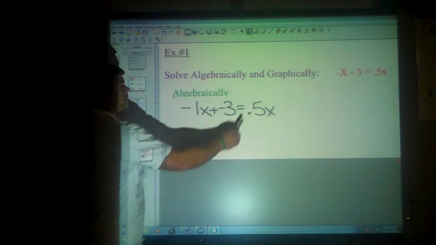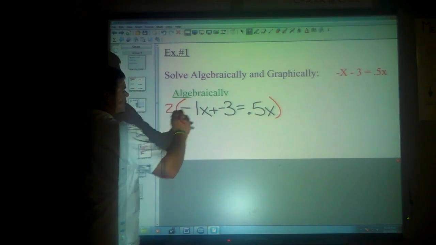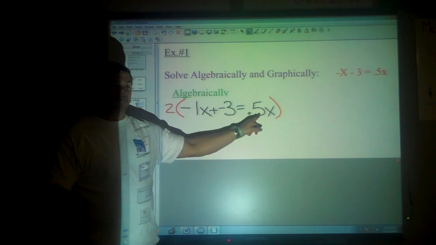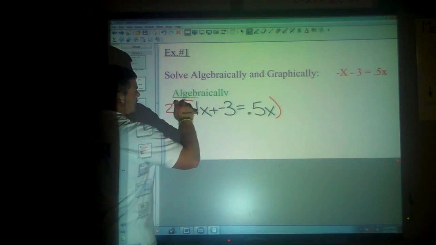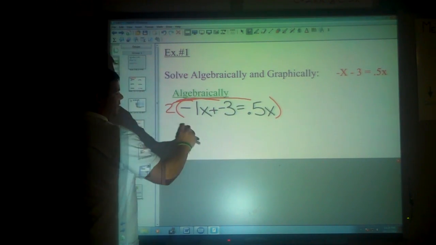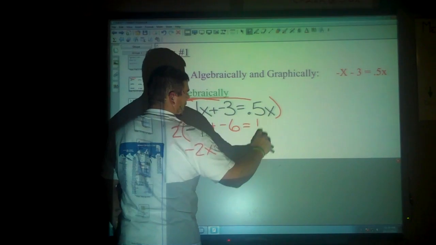Or, because it's just a 0.5, you could also multiply everything by 2. It's a little smaller, but multiplying 0.5 by 2 gets rid of the decimal and makes a whole number. But you must distribute it to everything. So I actually am dealing with negative 2x plus negative 6 now equals positive 1x.